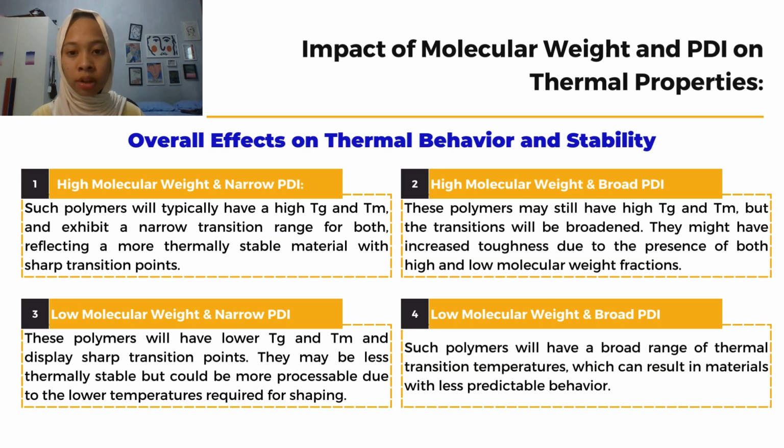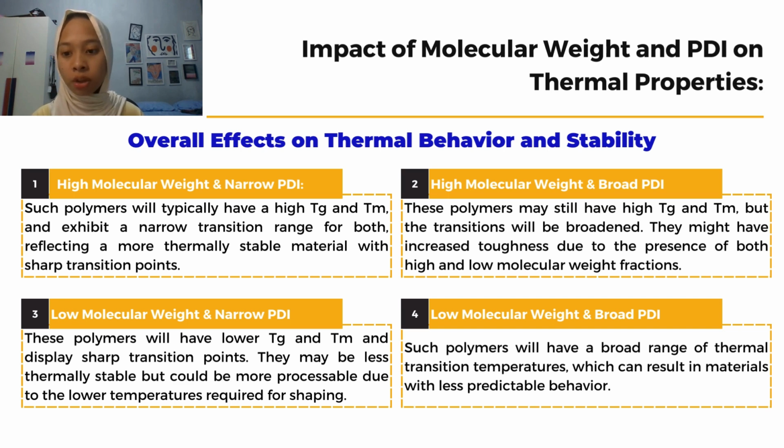So overall, the effect on thermal behavior and stability is, first, high molecular weight and narrow PDI. Such polymers would typically have a high Tg and Tm and exhibit a narrow transition range for both, reflecting a more thermally stable material with sharp transition points. For high molecular weight and broad PDI, these polymers may still have high Tg and Tm, but the transition will be broadened. They might have increased toughness due to the presence of both high and low molecular weight fractions.